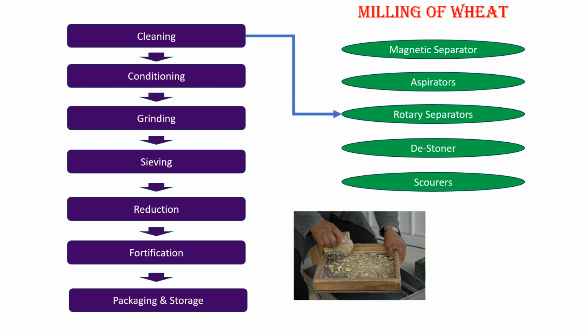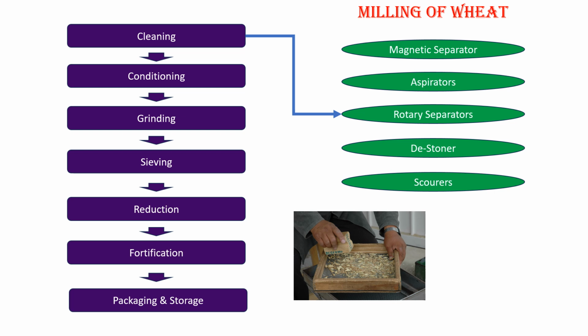Before milling, wheat grains are cleaned to remove impurities such as dust, stone, straw, wheat seeds, and metal fragments. The magnetic separator is mainly used to remove metal particles, the aspirator is mainly used to remove light materials like dust and chaff. The rotary separator is mainly used to eliminate large and small impurities. The destoner removes stone based on density differences, and scourers are mainly for brushing grains to remove dirt from the surfaces. So this is about the cleaning method.